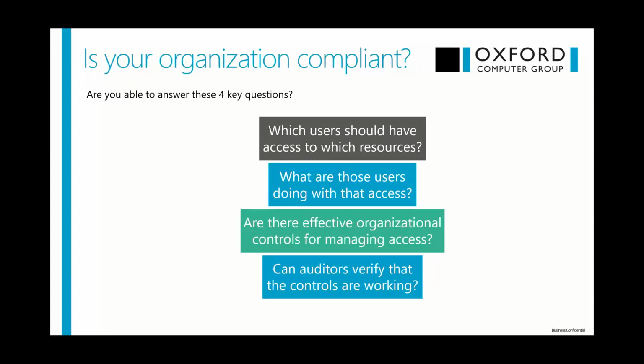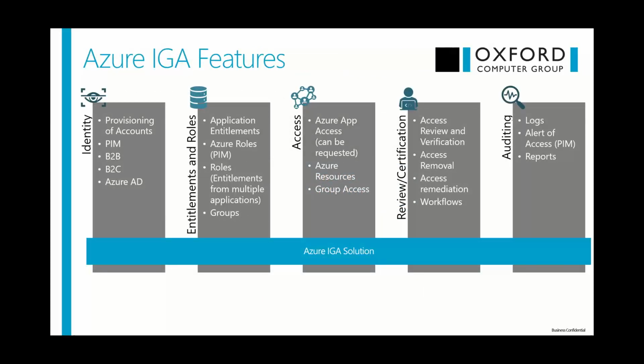Is your organization compliant? Are you able to answer some of these questions? Which users should have access to which resources? What are those users doing with that access? Are there effective organizational controls for managing access? Can auditors verify that the controls are working? With Azure IGA, we can solve some of those and answer some of those questions above.